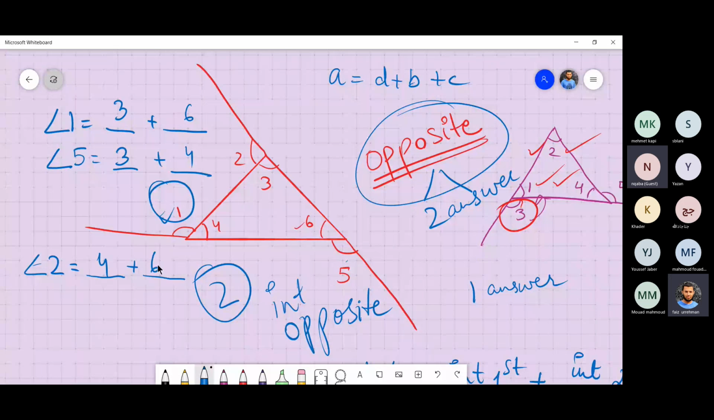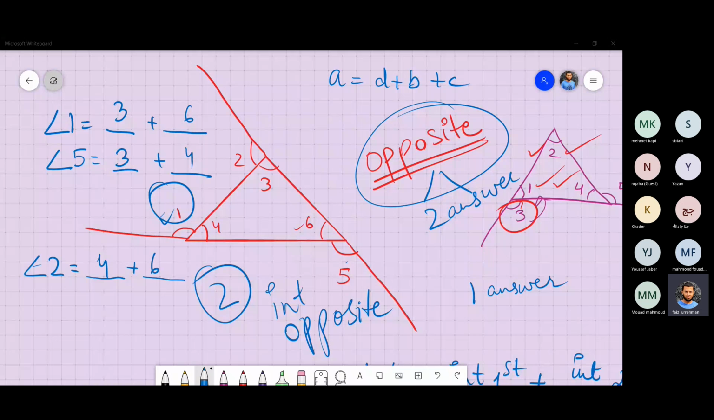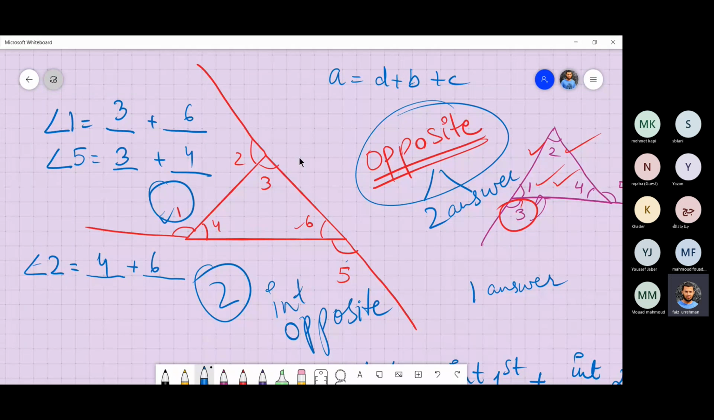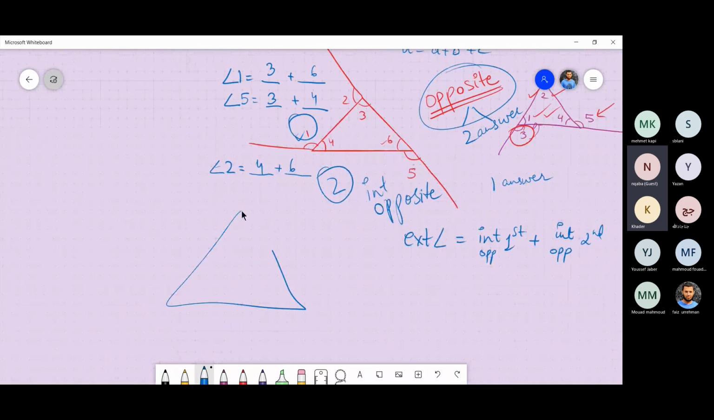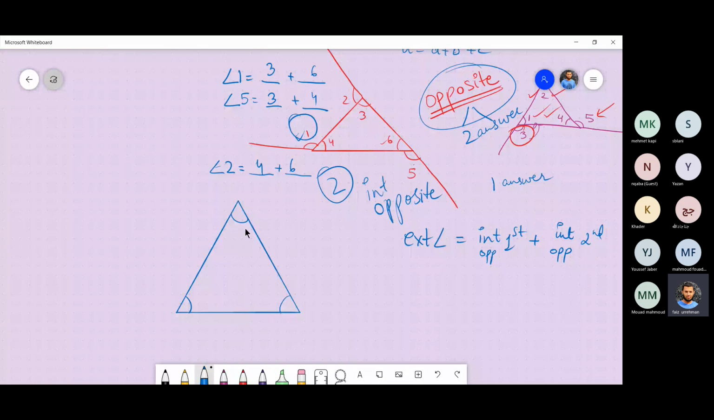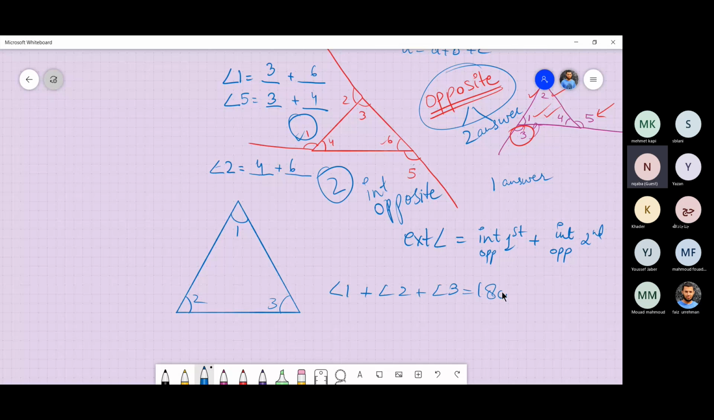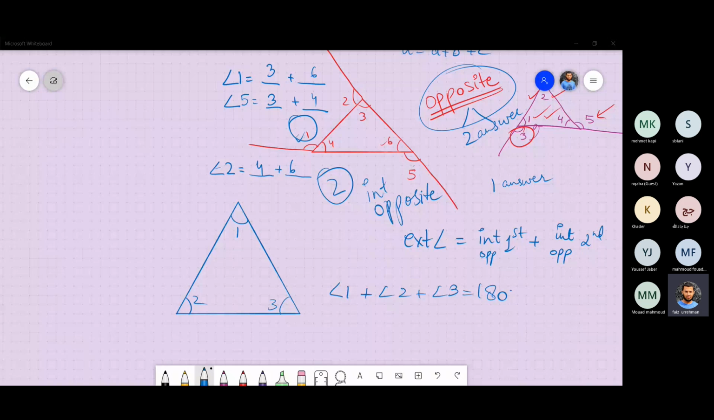Okay, so I think the concept is clear. Now we will go to questions directly in the exercise. And one thing I forgot to tell you. In a triangle, if you add all the angles, what should you get? How many degrees? 180. Yes, correct. If you add angle 1, angle 2, angle 3, what should you get? 180.